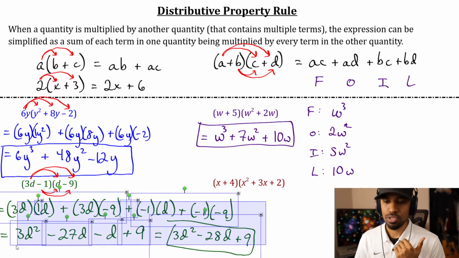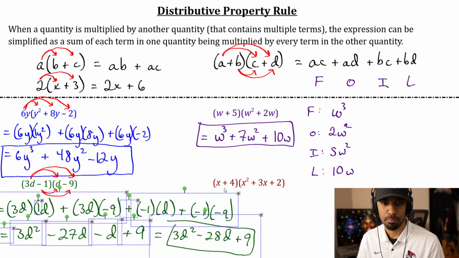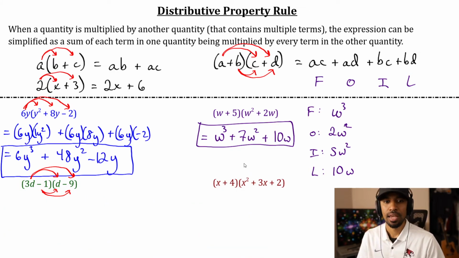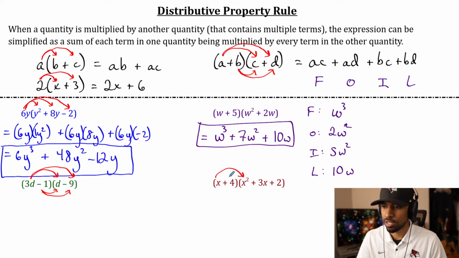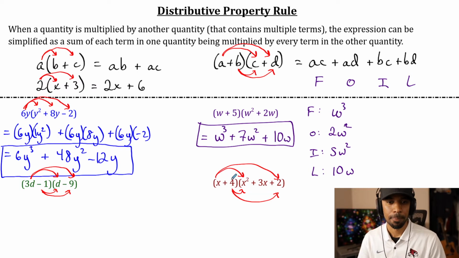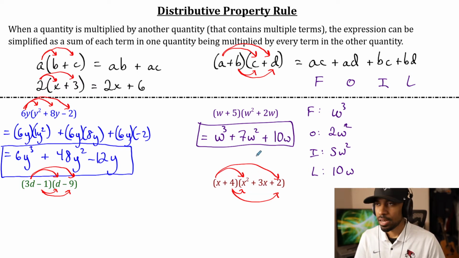Same thing. Now I can't use the FOIL method in this last problem. I said I'd delete this, so here it goes. 3, 2, 1, bye. In this last problem, I can't use the FOIL method because what would FOIL give me? If I did the first, outside, inside, and last, notice there's a problem here. Nothing ever multiplied with 3x.